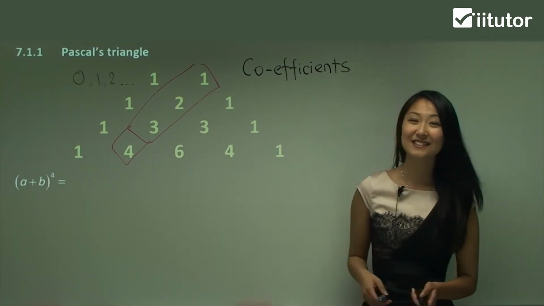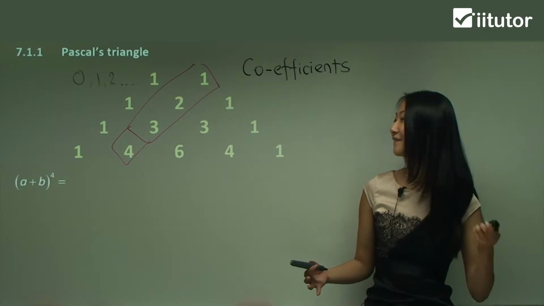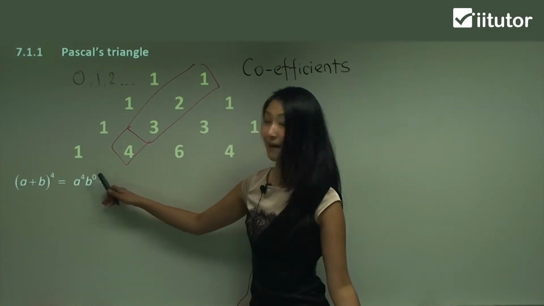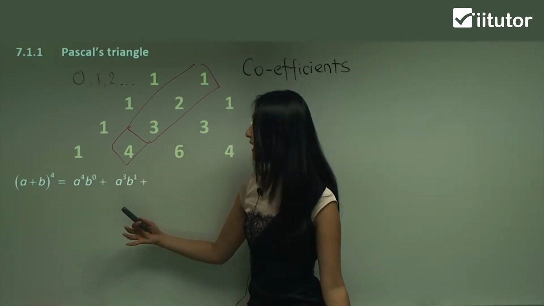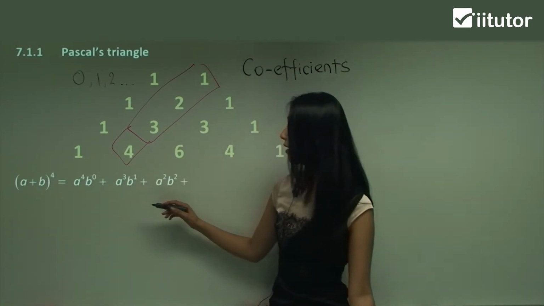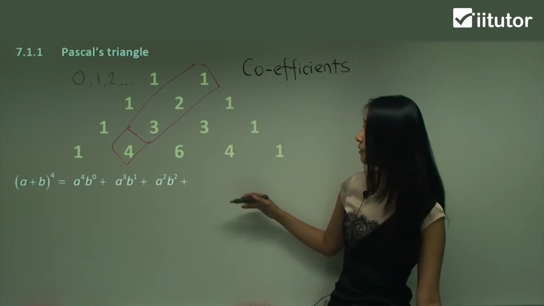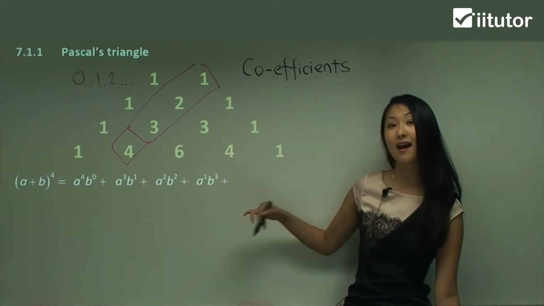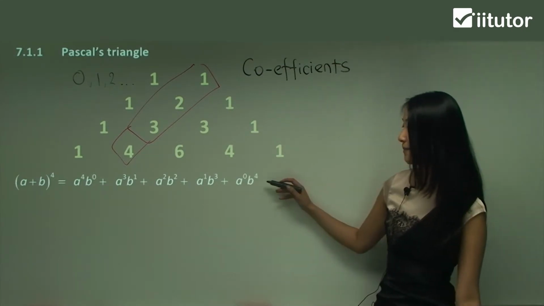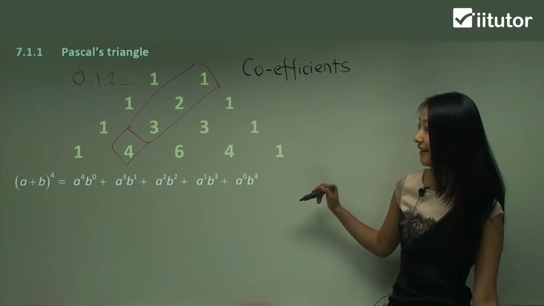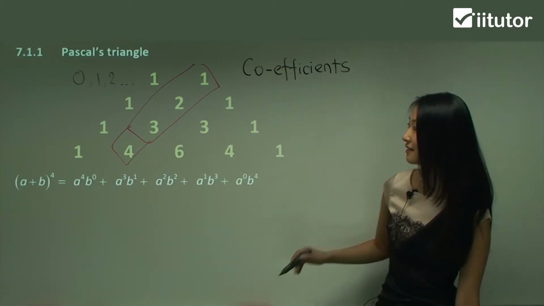All right, so let's expand that. We know it's going to start off with a to the power of 4, b to the power of 0, yeah? And then you'll become 3, 1, and this will become 2, 2. Next one will become, yep, good, 1 and 3 there, yeah? It's going to end with a to the power of 0, b to the power of 4, yeah? So easy there. And now we put in coefficients.